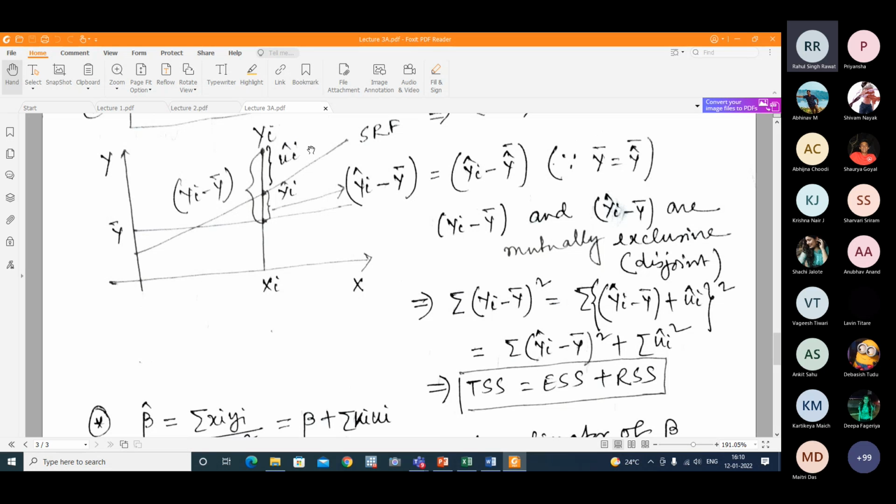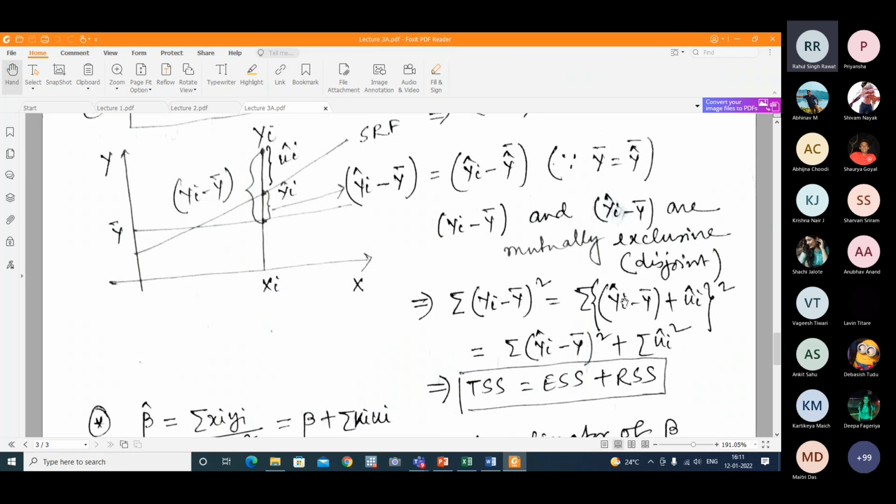These two terms, u hat i and y hat i minus y bar, are mutually exclusive. There is no overlapping between the two, so this 2ab component would be 0. You can prove it mathematically also. You can just go for the expansion of the summation of y hat i minus y bar into u hat i. Just mathematical simplification will give it 0.